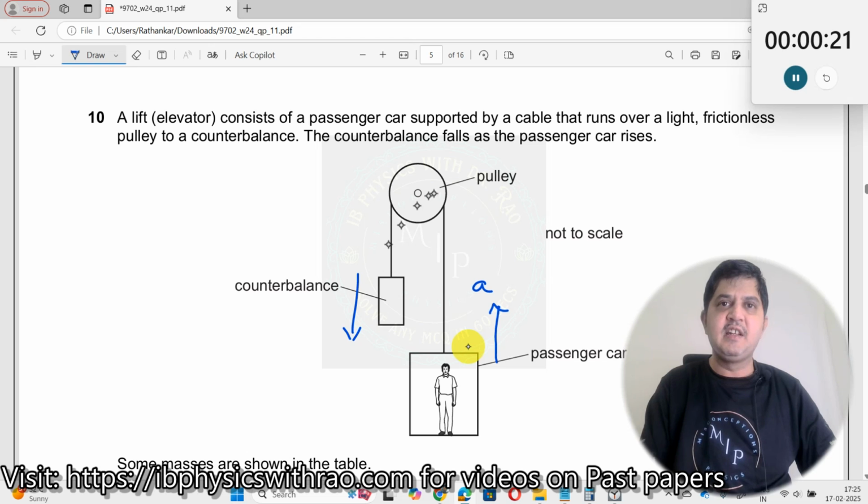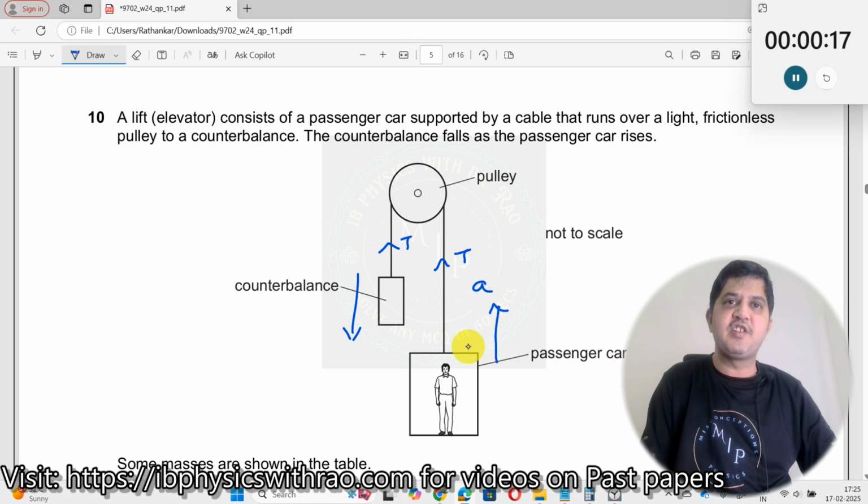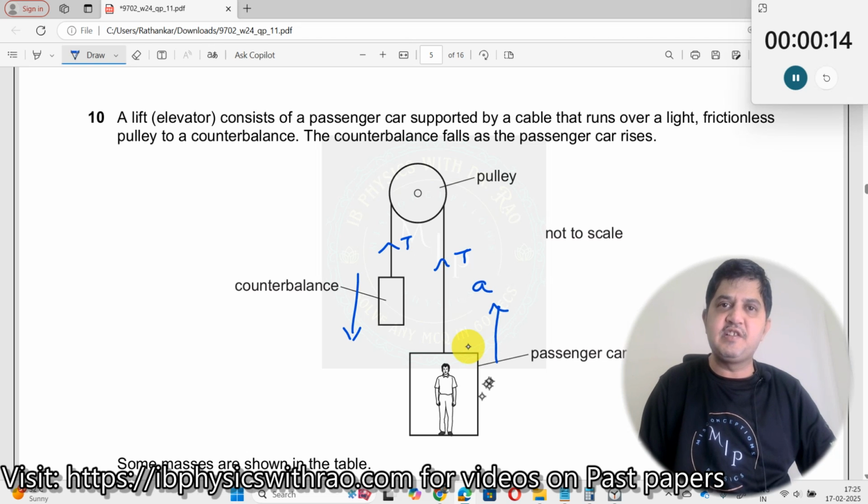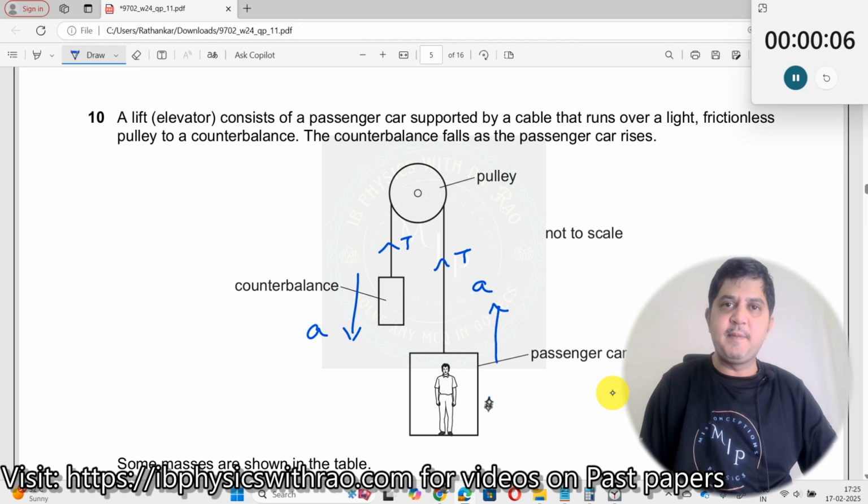Anyway, let us do this, arrive at the free body diagrams. So this is my tension here, this is my tension here. Now this is the acceleration with which the passenger car is going upwards. This is the acceleration with which the counterbalance is coming downwards. Now let us write down the equations to solve this. Let me call this mass capital M and this mass small m, because it appears to be smaller over here.